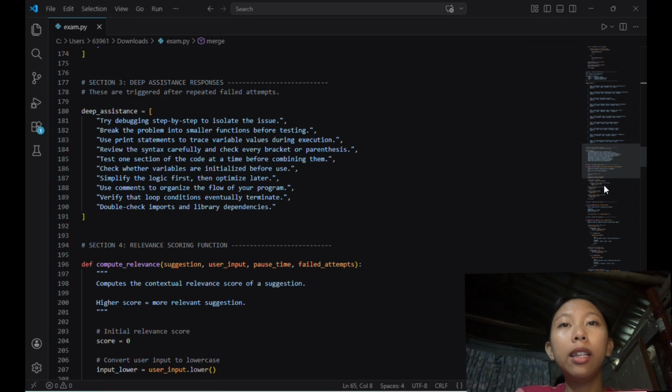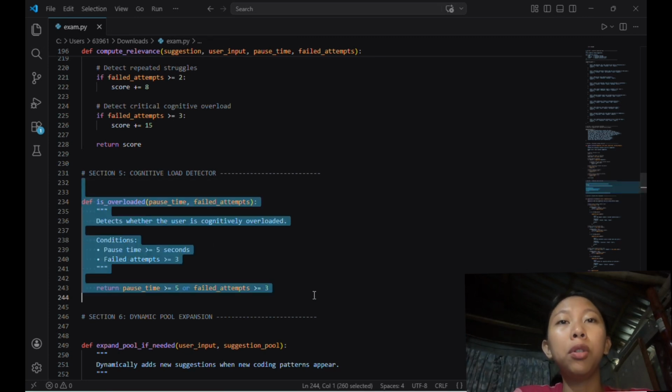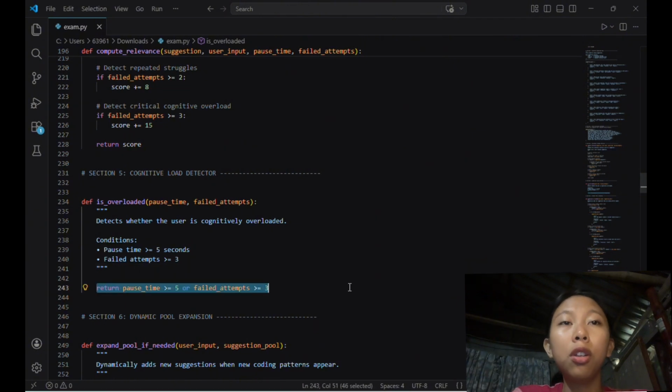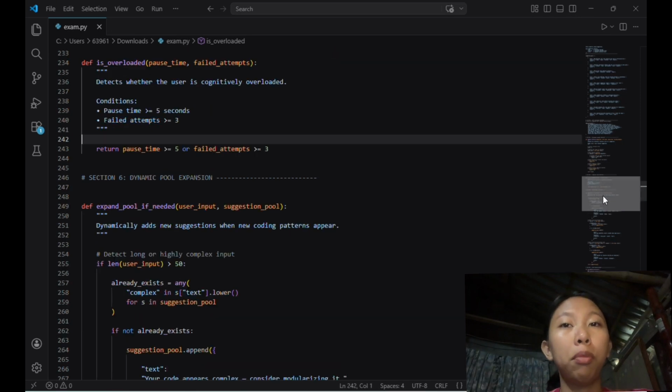So fourth is the adaptive logic layer, which includes cognitive load detection, which is based on pauses and failures, and dynamic pool expansion, which is adding new suggestions like recursion or input-related advice when needed. This makes the system flexible and responsive to new coding patterns.